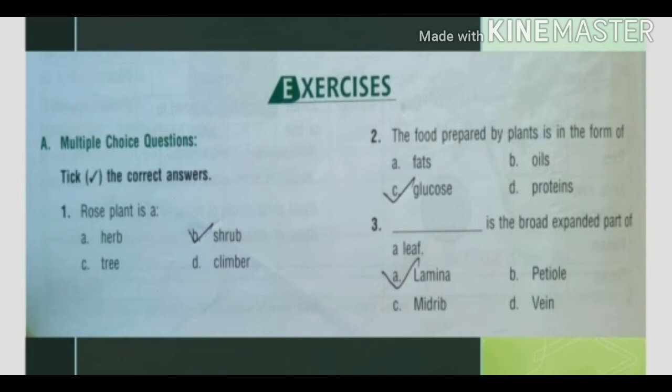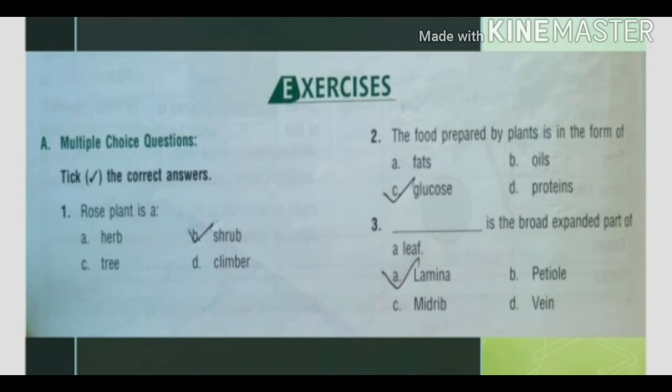Question 2. The food prepared by plant is in the form of. Options are fats, oil, glucose, proteins. Its answer is glucose. The food prepared by plant is in the form of glucose.